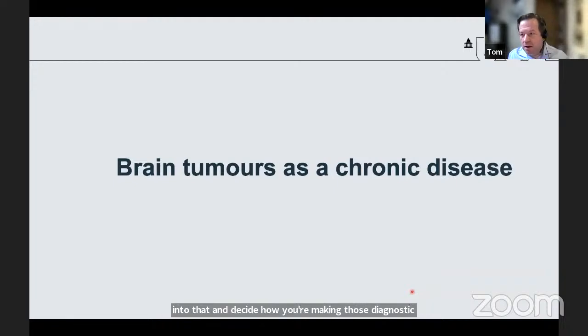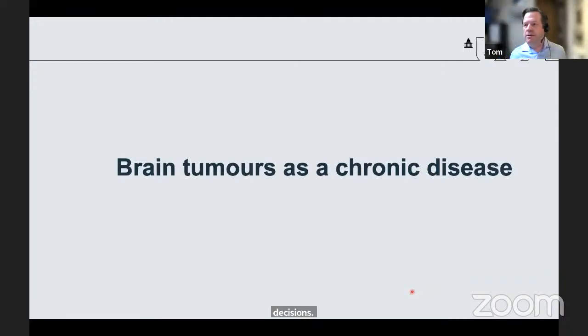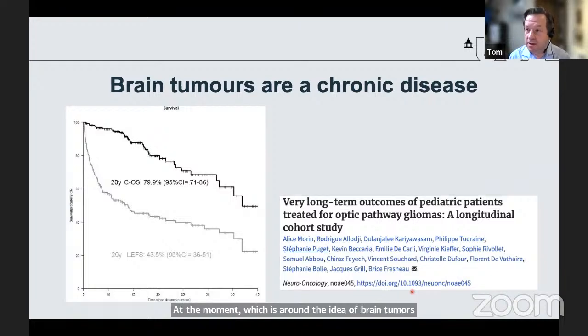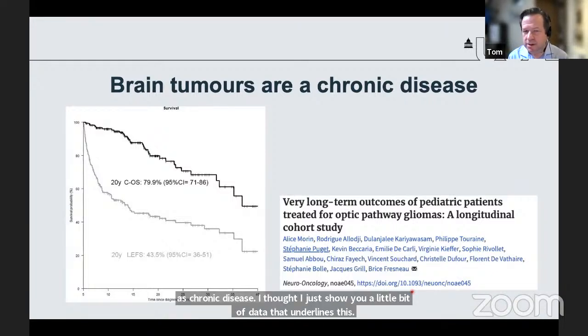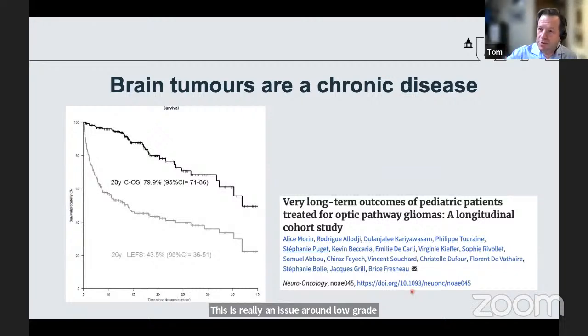So for the second half of my talk, I want to touch on a subject that's very present in our mind at the moment, which is around the idea of brain tumours as chronic disease. And I thought I'd just show you a little bit of data that underlines this. This is really an issue around low-grade tumours. Children with low-grade tumours, and particularly low-grade gliomas, have a really stormy course over their entire childhood and then are left in adulthood with significant disabilities, although the oncological issues with their tumours often settles down by that stage.